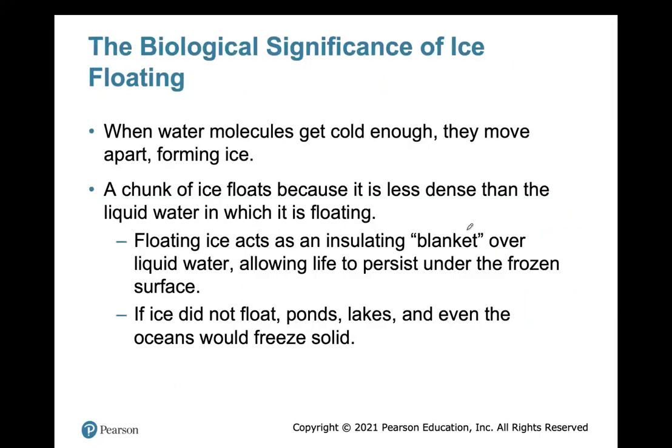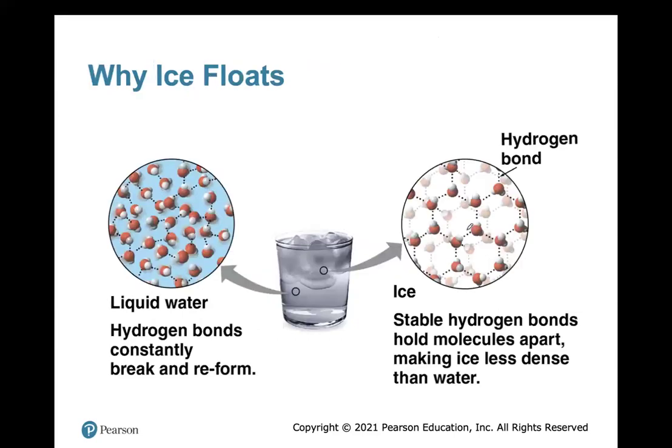Floating ice. When water molecules get cold enough, they move apart, forming ice, and a chunk of ice floats because it's less dense than the liquid water in which it's floating. Floating ice acts as an insulating blanket over liquid water, and this allows life to persist under the frozen surface. If ice did not float, ponds, lakes, and even the oceans would freeze solid. So that is how ice floats, because ice is less dense than the water below it.